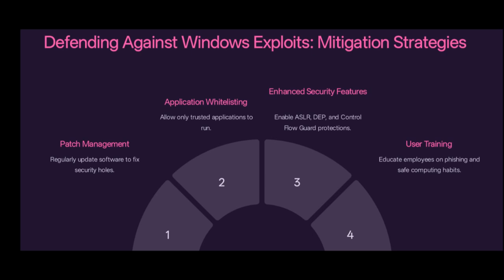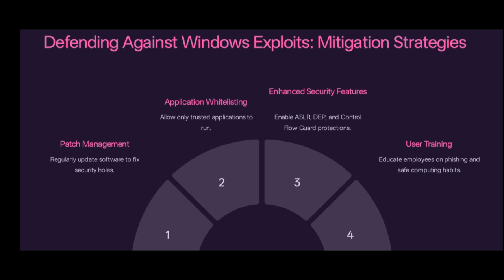4.4 Network segmentation and firewall rules. 4.4.1 Strategy. Isolate critical assets from general users. Implement granular inbound and outbound firewall policies. 4.4.2 Tools. Windows Defender Firewall with advanced security. Group policy-based network isolation rules.